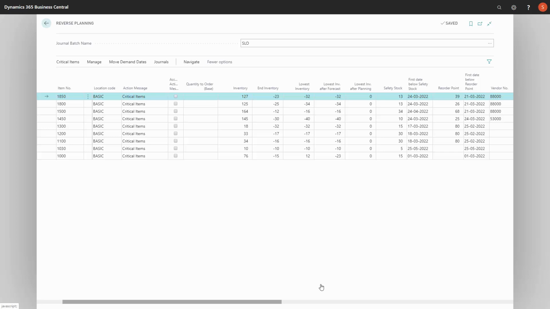This functionality provides flexibility, so you can calculate the last one with true 0. It's possible to calculate with critical items measured on 0 inventory first, then later on calculate to safety stock, and later on, if you have the time, you could calculate to reorder point.